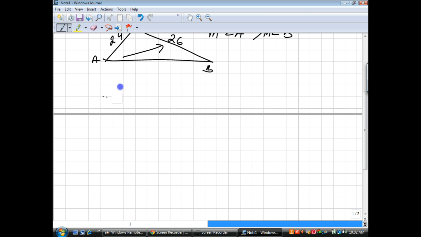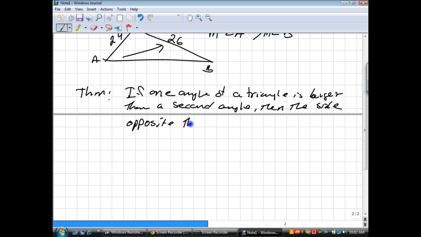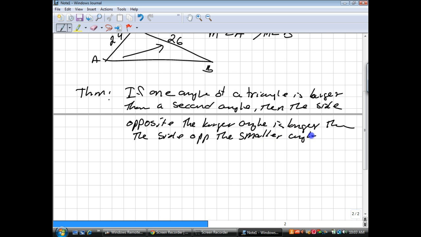Well, let's do the converse first. The converse says if one angle of a triangle is larger than a second angle, then the side opposite the larger angle is longer than the side opposite the smaller angle.